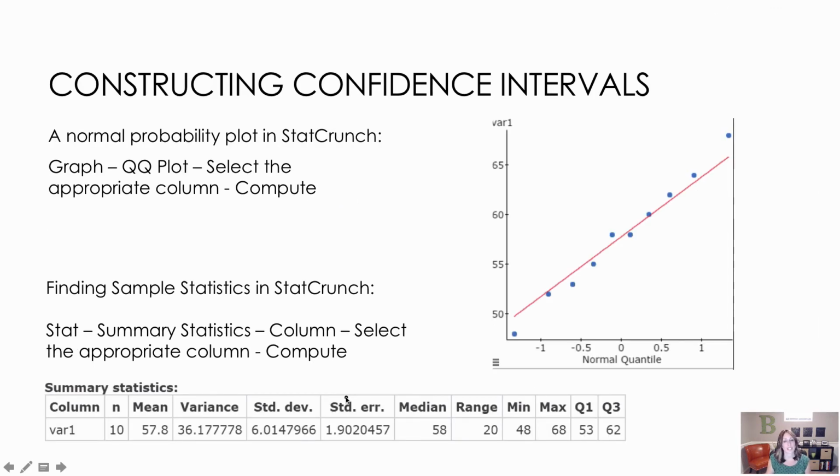Now, if you're using StatCrunch instead of your calculator to make your normal probability plot, when we checked that nearly normal condition, we go to Graph, QQ Plot, and then select the column that your data is in, and then Compute. And notice it looks good. And if I'm going to do my 1-var stats, I'm going to do Stat, Summary Statistics, choose the column that it's in, and then Compute. And of course that gives me my 57.8 and my 60.15.